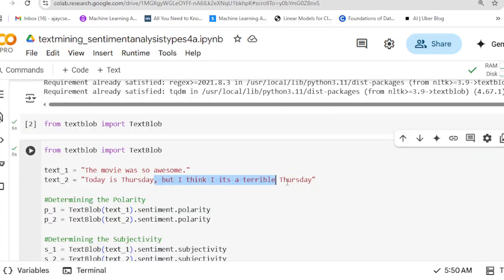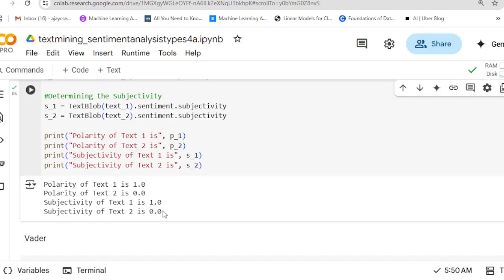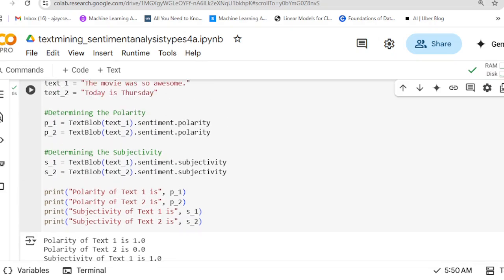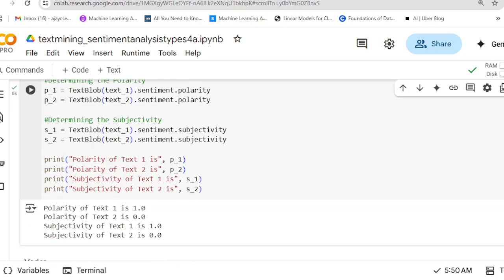Let me change this to, see here, subjectivity is 0. Today is Thursday, indicating that this is a fact but not an opinion. So here subjectivity, as you can see, has come down to 0.